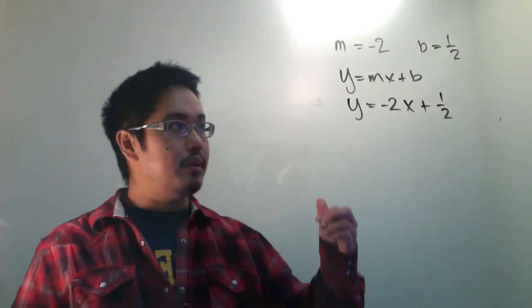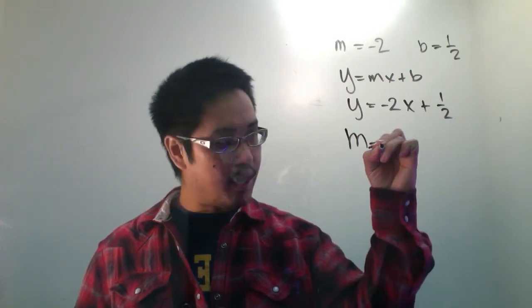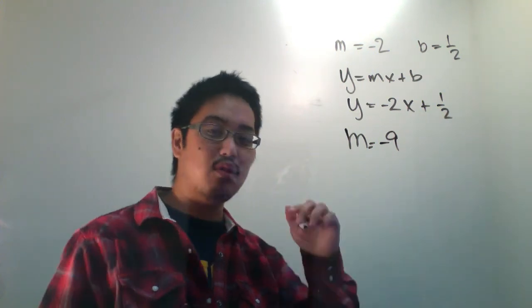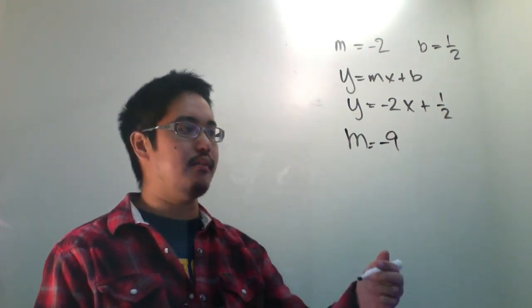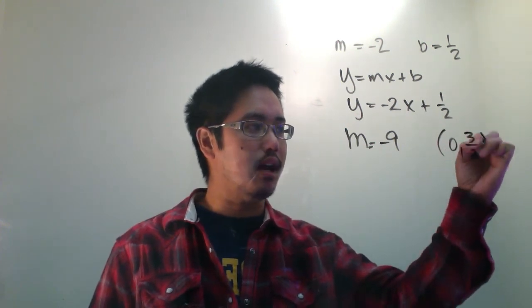Let's change it up a little bit. Let's make it a little bit harder. I'm going to give you the m. The m would be -9. And I'm not going to give you the b, but I'm going to give you a point that is on this graph. The point that is definitely on this graph is (0, 3/2).